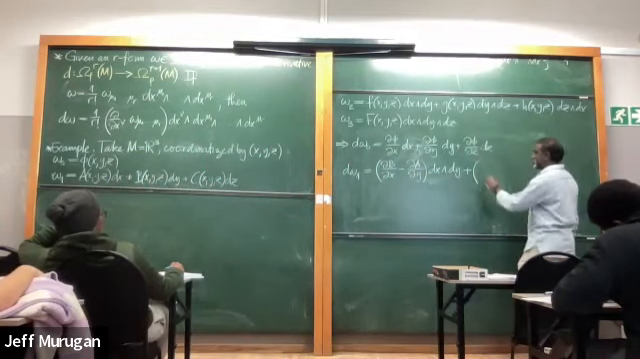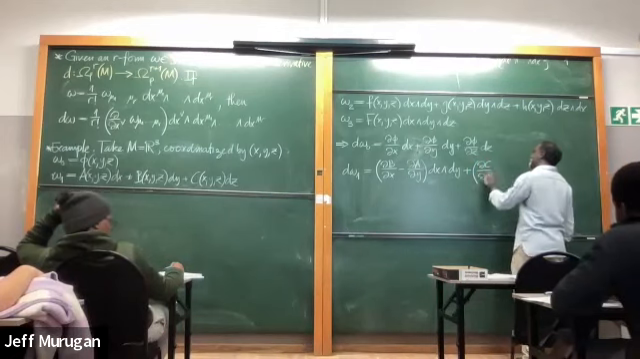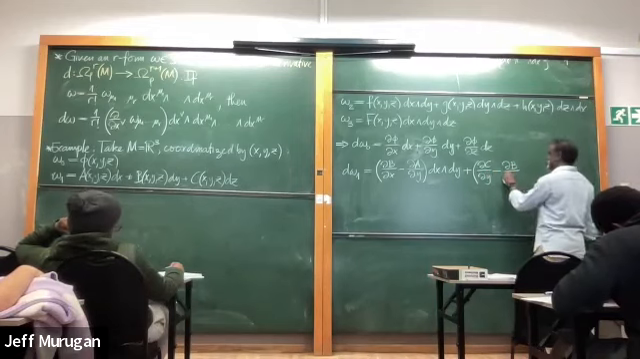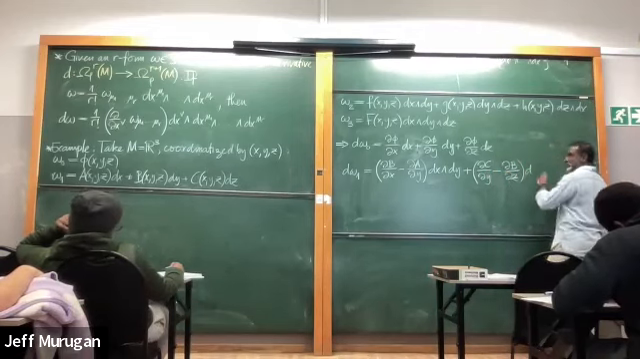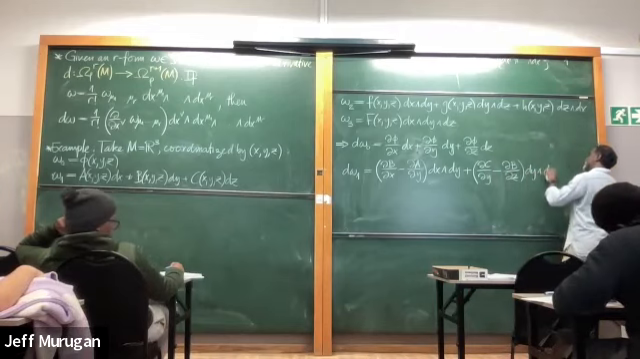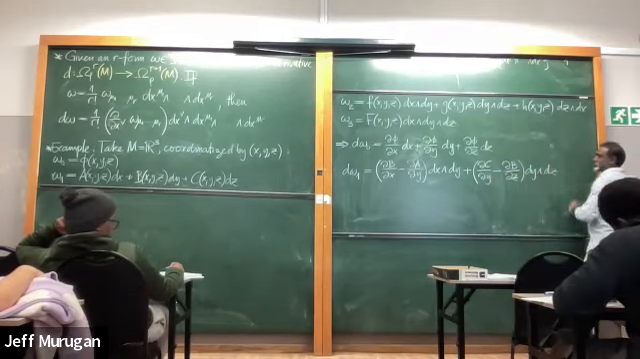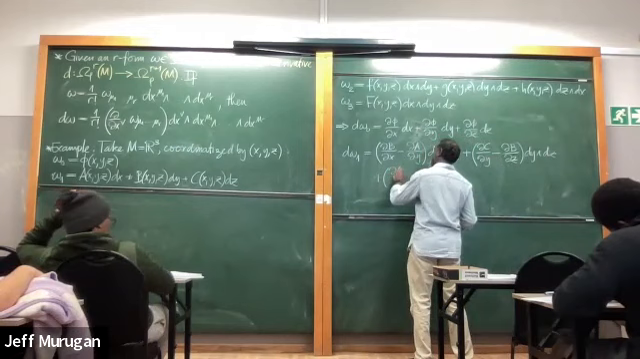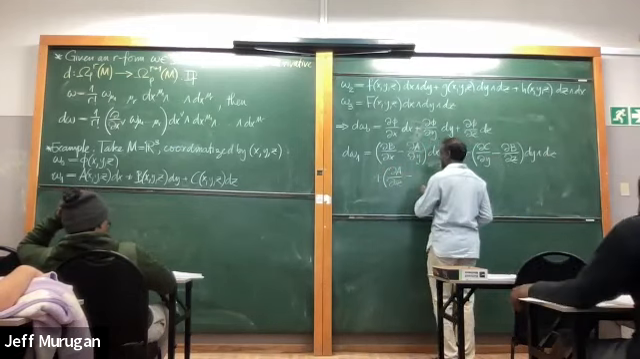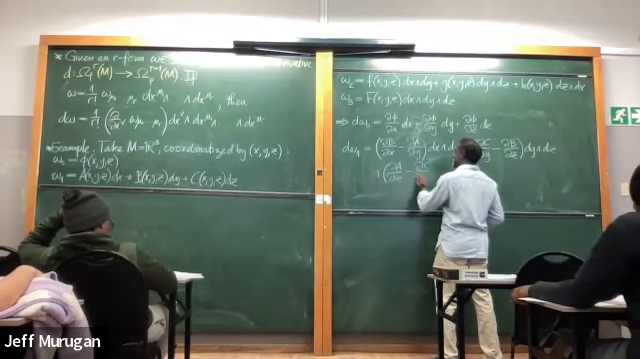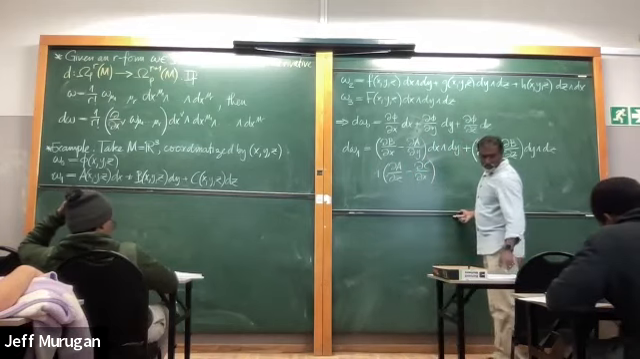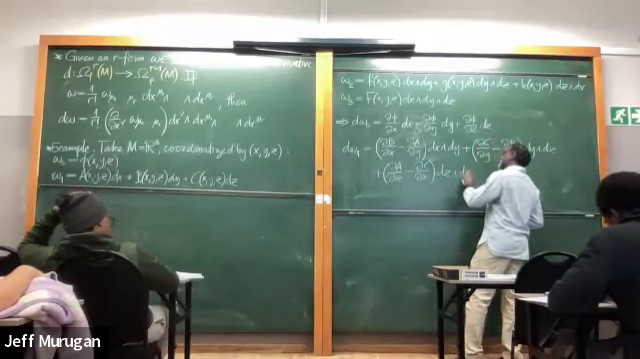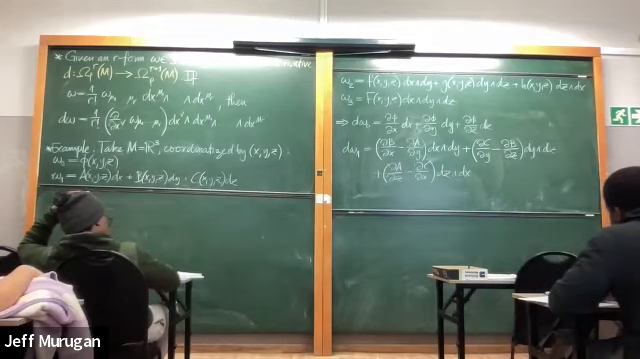Next one is dc by dy minus db by dz, dy dz, and then finally we have a dA by dz minus dc by dx, dz dx, and that's the two form.